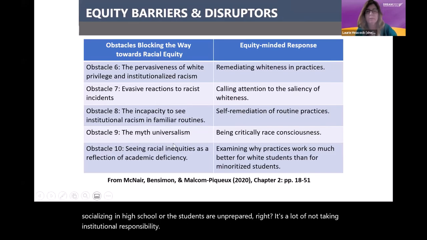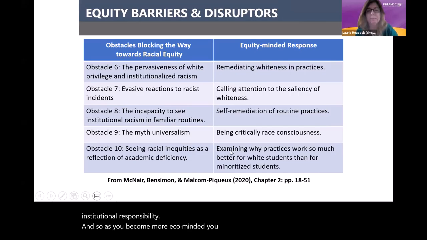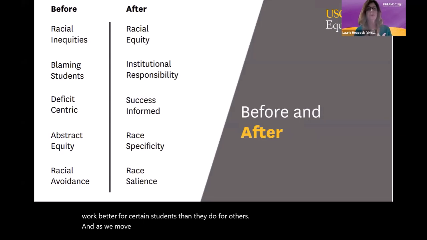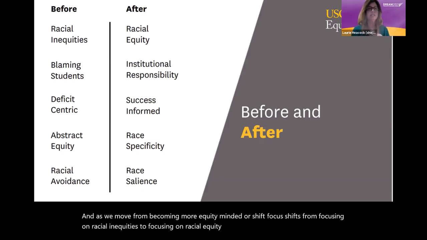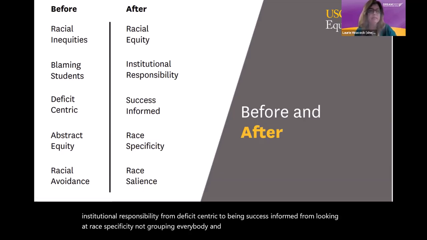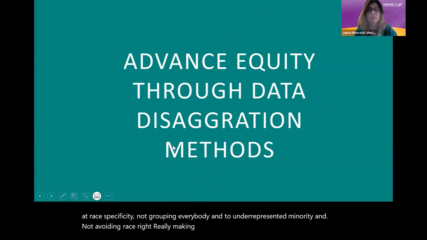And so as you become more equity-minded, you look through that lens of why practices work better for certain students than they do for others. And as we become more equity-minded, our focus shifts from focusing on racial inequities to focusing on racial equity, from blaming students to institutional responsibility, from deficit-centric to being success-informed, and to race specificity, not grouping everybody into underrepresented minority and not avoiding race, right? Really making that salient in the work we do.